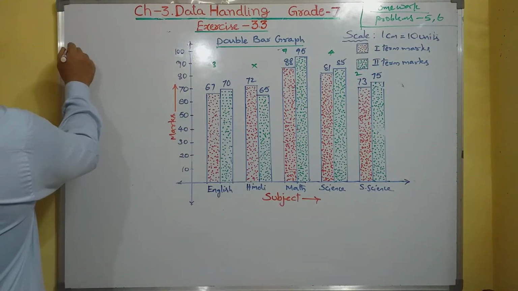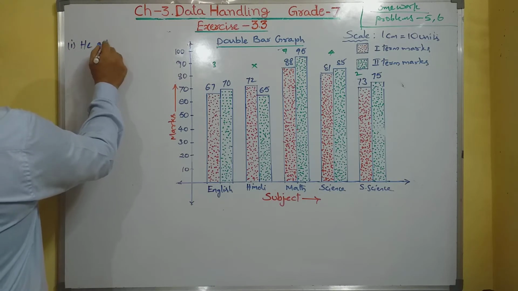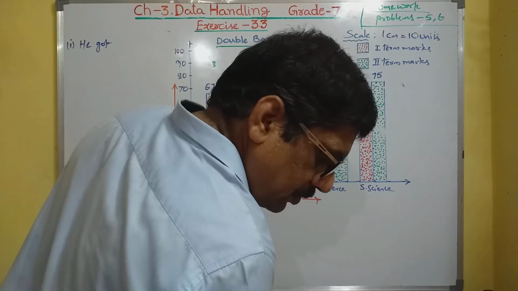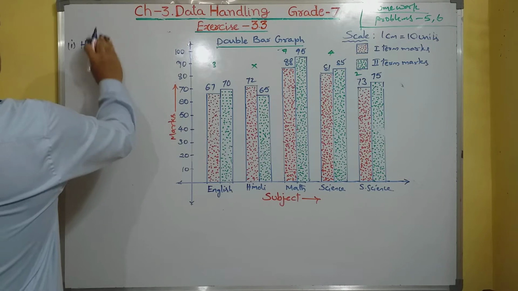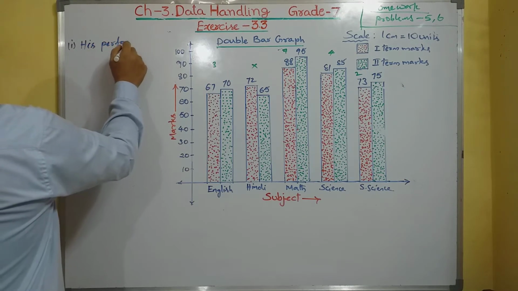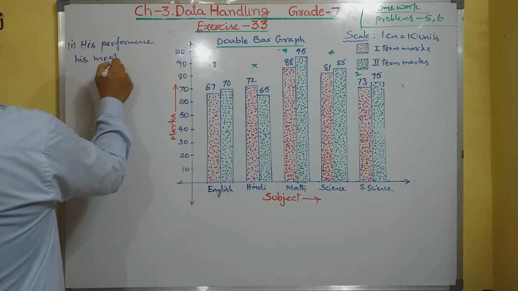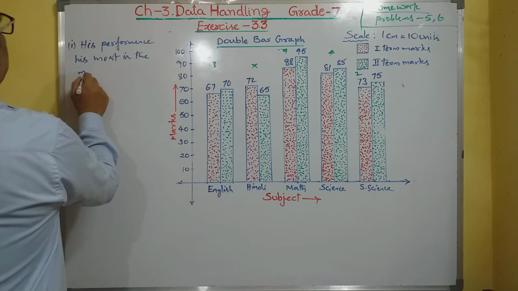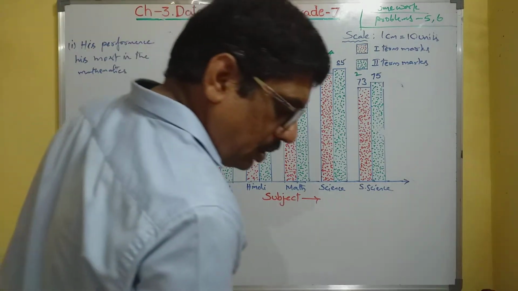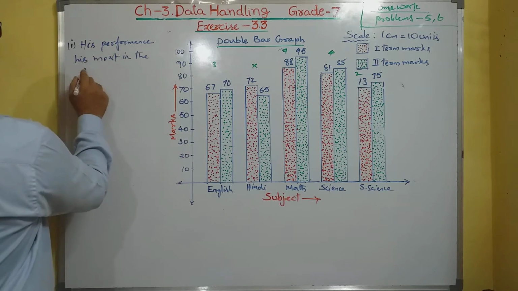So, he got good performance. What did he ask? In which subject is his performance the most? His performance is most in mathematics. Okay, did you understand, children? Next, what is the second question?